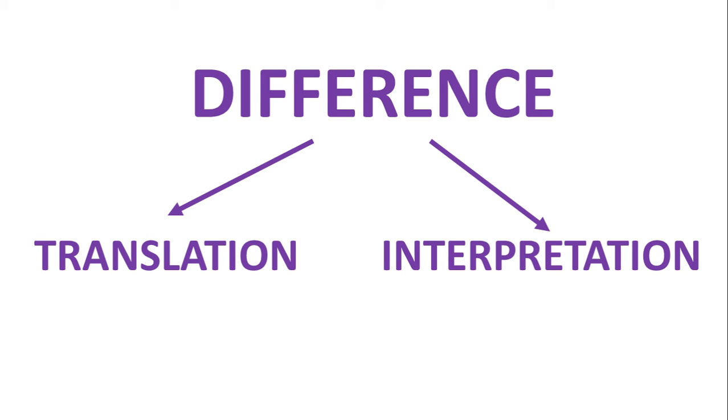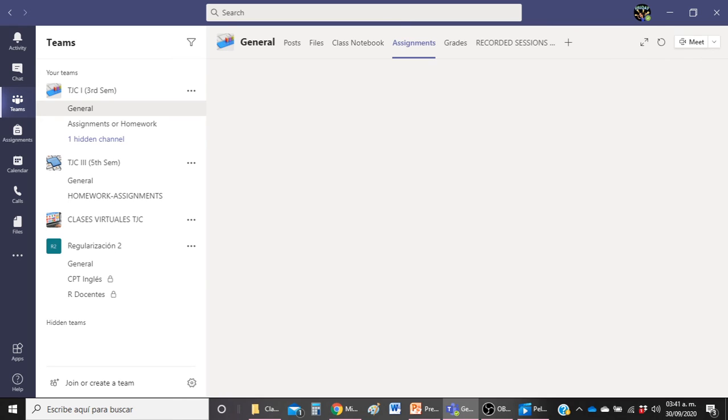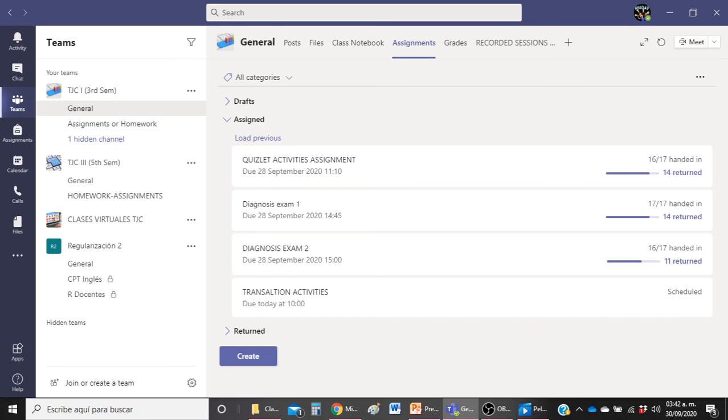You can investigate more about interpretation and translation in order to get one single definition of your own, in your own words. You're going to describe it. How? You're going to have a specific assignment which I have created, and I'll show you in a minute. It will be opened here in assignment. Right now it's scheduled, so it's not opened. It will be open at 9 o'clock, and you will have from 9 o'clock up to 9:50, I guess, to complete your translation activities.